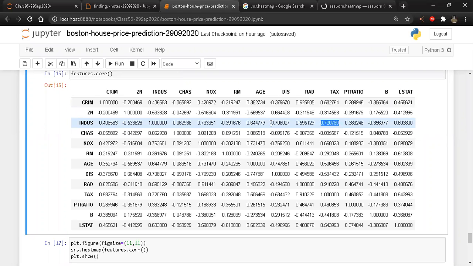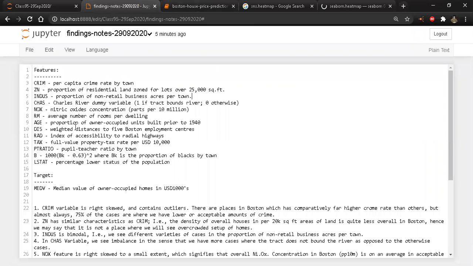And in the same way, if I look at this line only, minus 0.7, DIS is highly negatively correlated with Indus. What is DIS? Weighted distances to 5 Boston employment centers is inversely proportional, or negatively correlated, to the proportion of non-retail businesses. So these are the kind of relationships that we are able to find over here. These are the kind of things that we have to get rid of, unfortunately. We have to get rid of either of these features because we cannot have multicollinearity in the data.